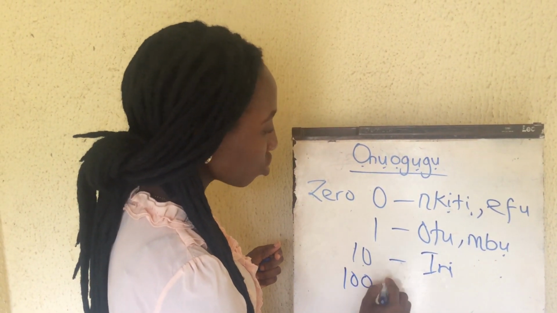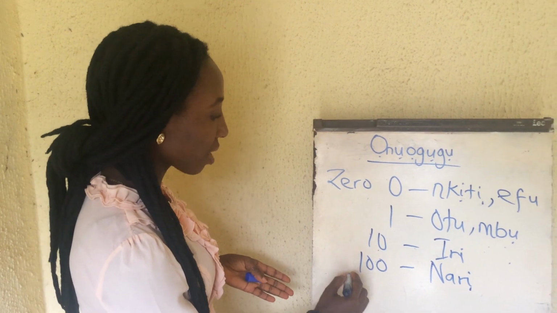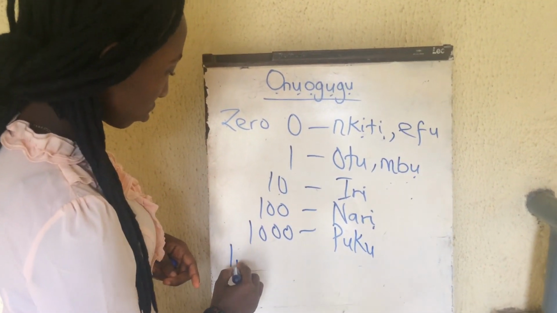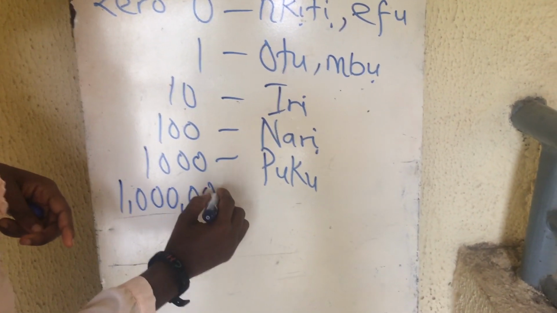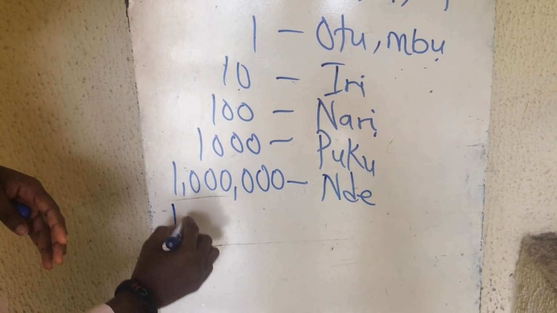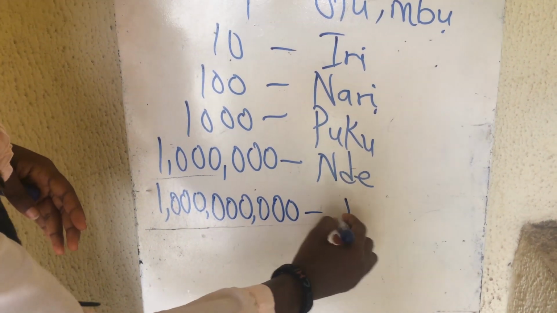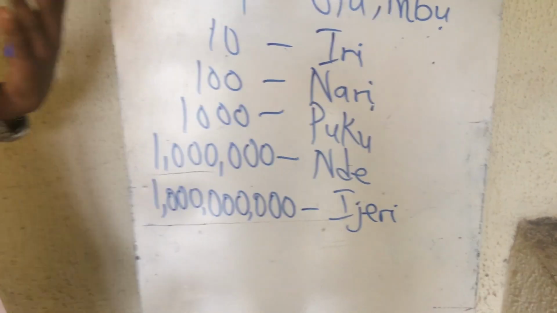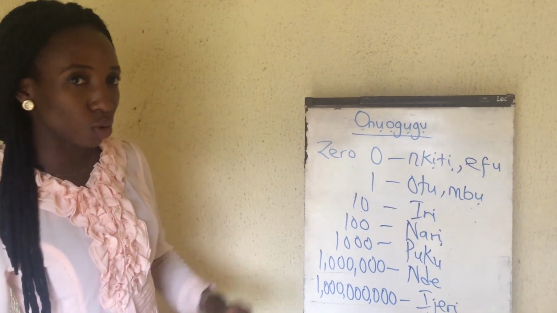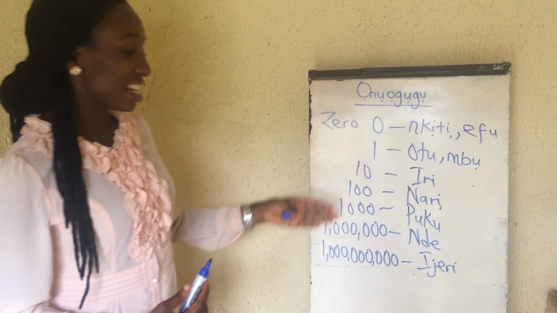We have 100. What do you call 100? 100 is Nari. And 1000 is known as Puku. Million is known as Nde. Billion is known as Ijeri. This is the first thing you have to know. These are the main numbers you have to know: Nari, 100; Puku, 1000; Nde, million; Ijeri, billion.